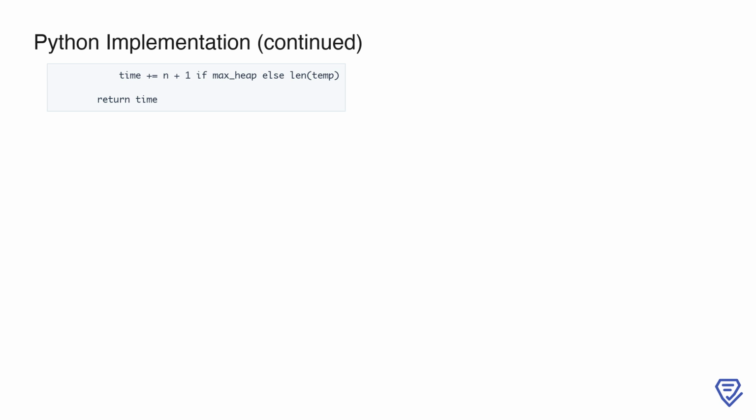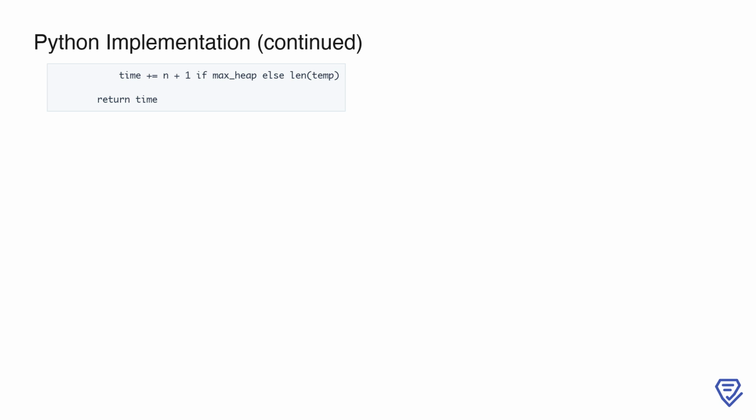Once all tasks in this cycle are handled, we increment the time variable. If the heap is not empty, meaning there are still tasks left to process, we add the full cycle duration of n+1 to the time. If the heap is empty, we simply add the number of tasks processed in this cycle, since we don't need to wait for the cooling interval. Finally, after exiting the loop, we return the total time.